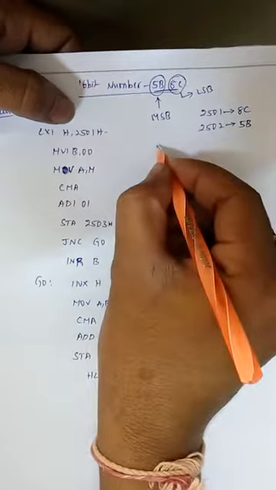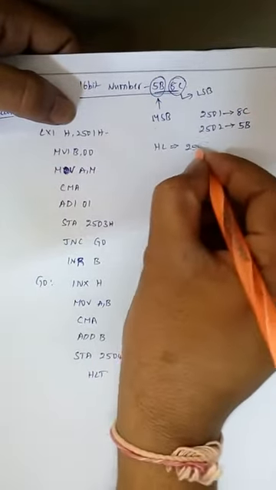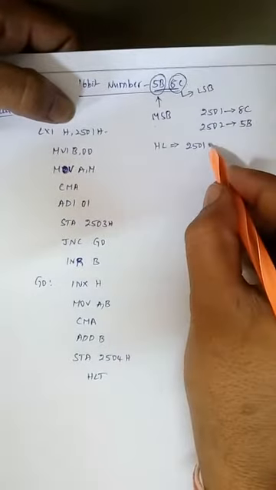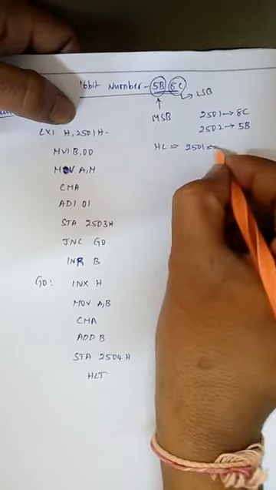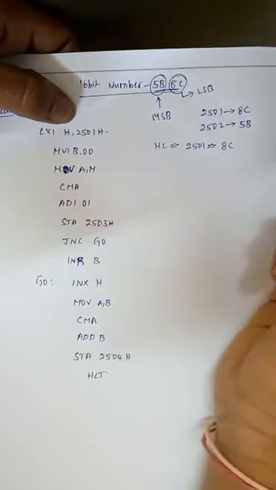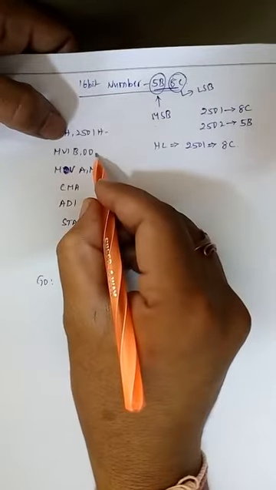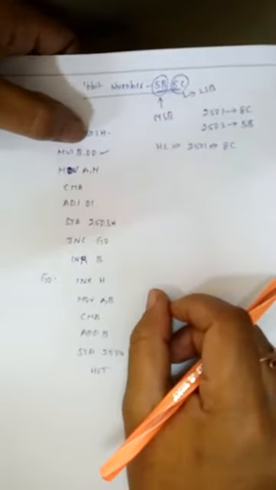That means the HL pair will take the address location 2501. Whatever the 2501 address location stores, it will be available through the HL pair, that is 8C. Next, MVI B, 00. Why are we using particularly move immediate B comma 00?